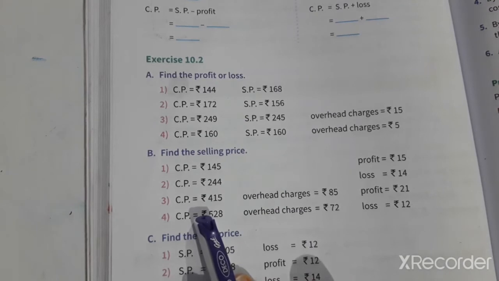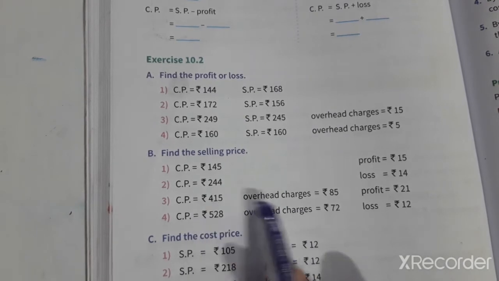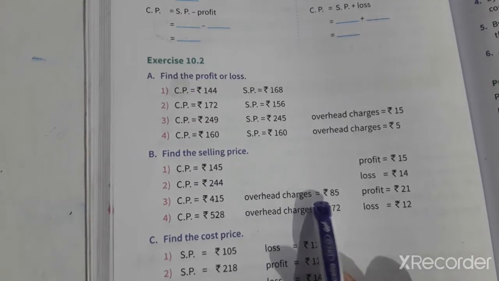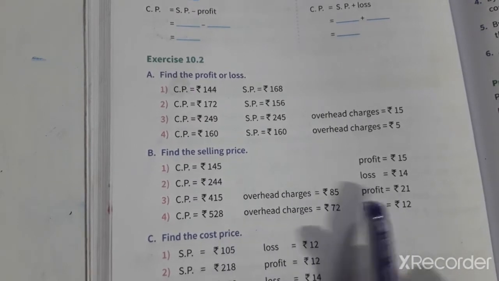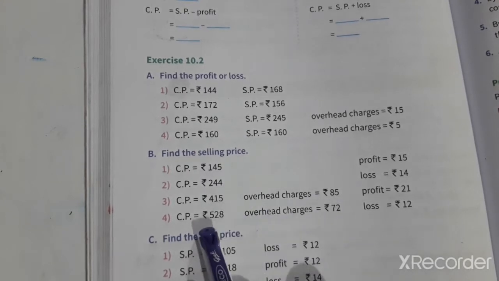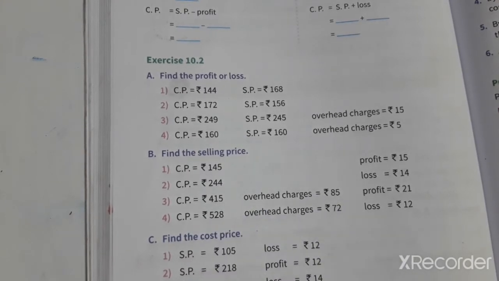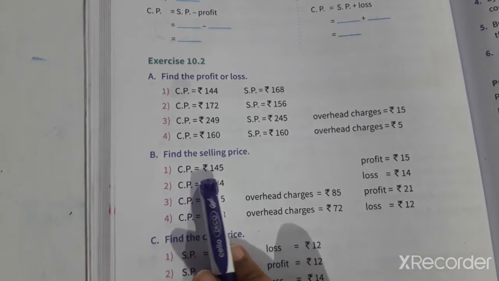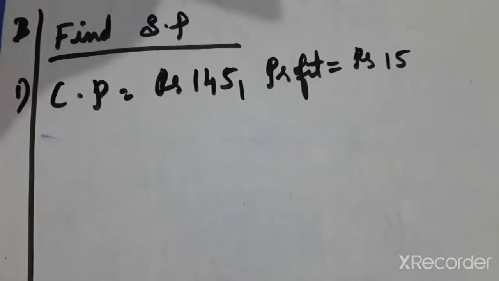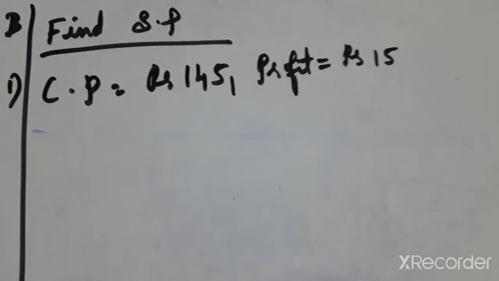price value. It is cost price plus overhead charges, then the total becomes the cost price, and then profit. Then we have to find the selling price. So here also, overhead charges we have to add with cost price. Then find the selling price. So first question, cost price is 145, profit is rupees 15. Now find the selling price.